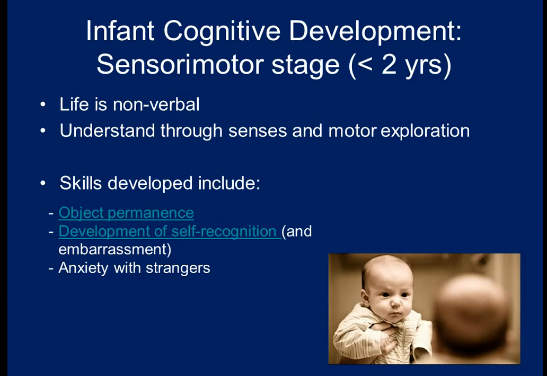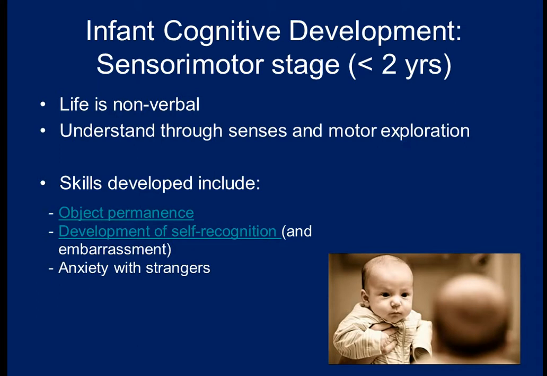And so since they can't talk, the way that they explore the world is through their senses and through motor exploration. And they're going to be probably grabbing things and putting things in their mouths and touching your face because they need to explore through touch. Now, during this stage, several skills will develop. And you can see object permanence, which is the understanding that just because you can no longer see things, they still exist. That develops. And so there's a nice video to demonstrate this phenomenon.